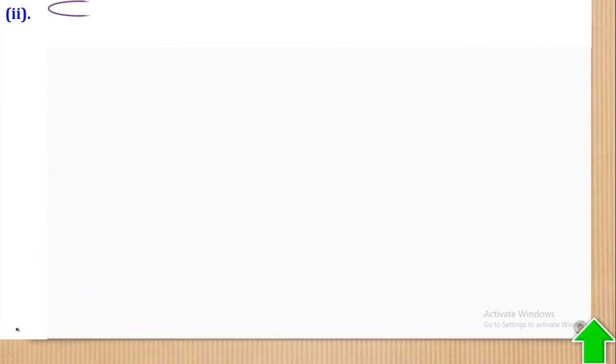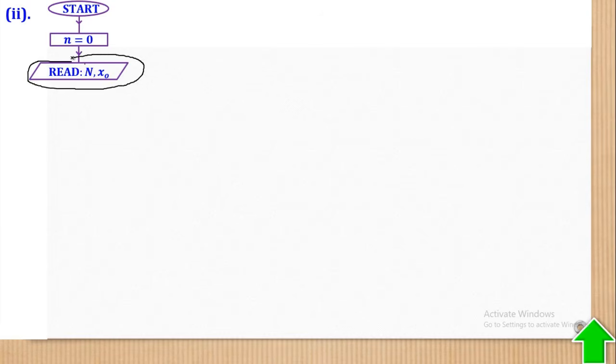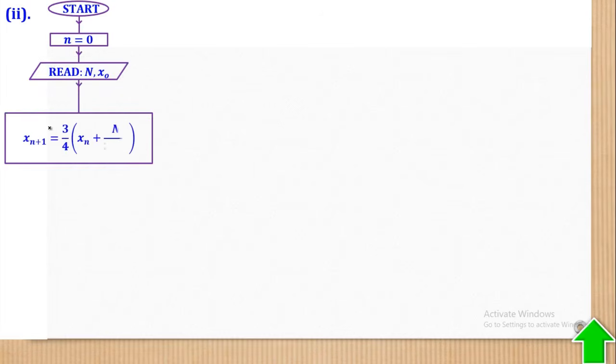So before anything, we have to start with a start statement, then go to the reading starting by n equal to 0 because you have not yet performed any iteration. Then from there, you can now read the value of initial approximation and capital N. So in this part of read, you only read what has been told. Then you go to the assignment. Assignment, that's where you put the formula you have derived.